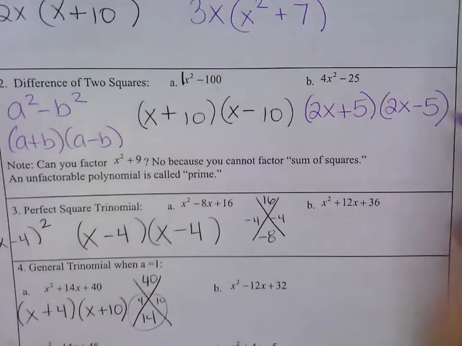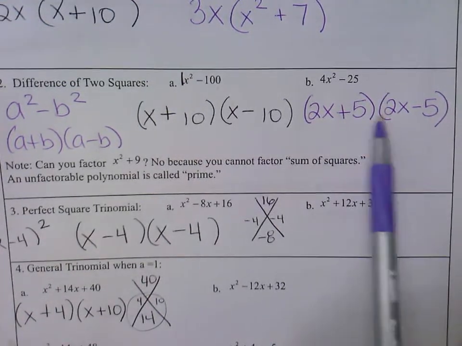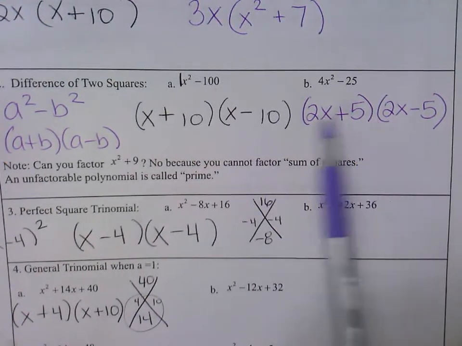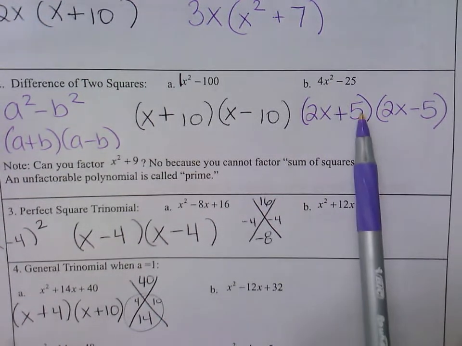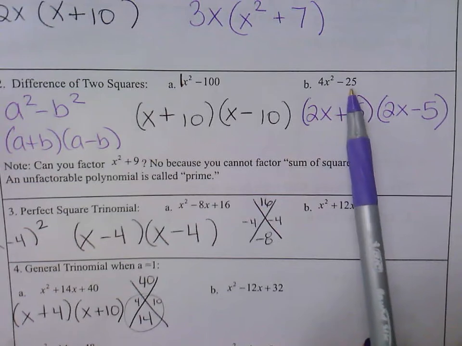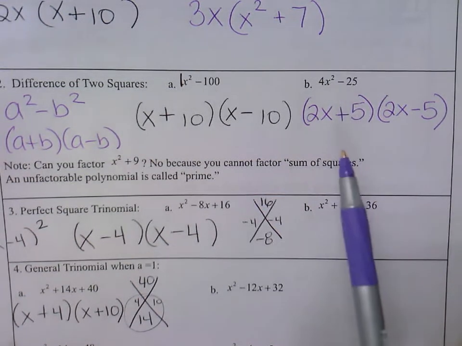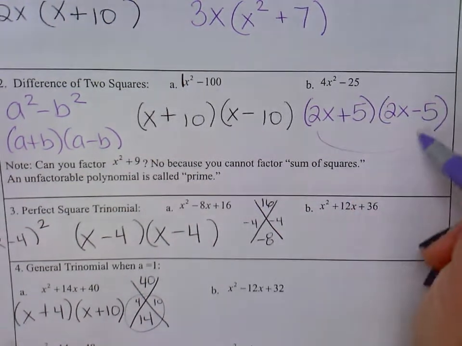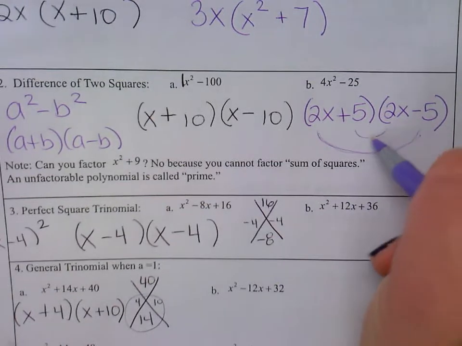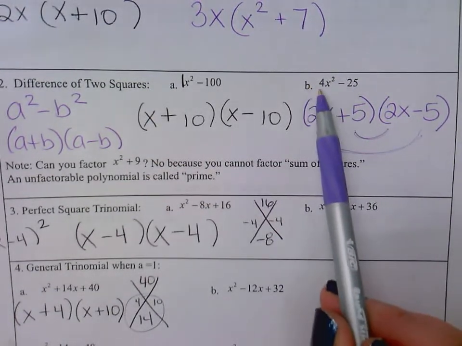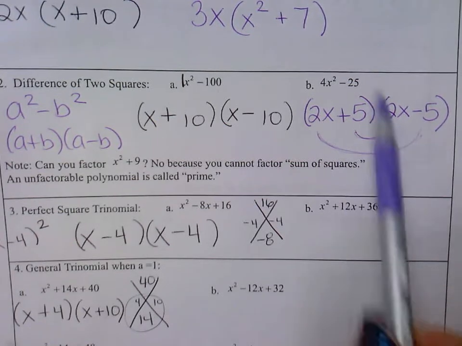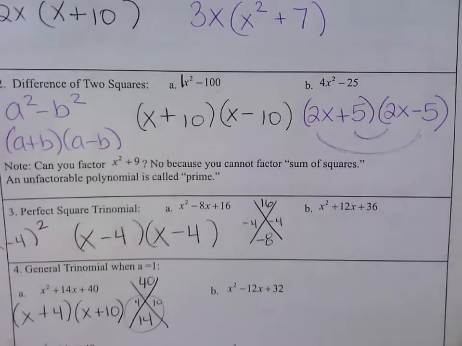And the reason that this works, they're called conjugates, they're opposite of each other. 2x times 2x gives you back your 4x squared, and negative 5 times positive 5 gives you your negative 25. And when you do FOIL, your outer terms give you negative 10x, and your inner terms give you positive 10x, and there are 0 x's in this original problem. So that's why conjugates help you get this back.